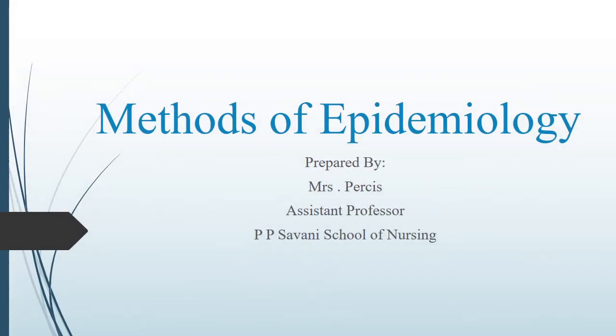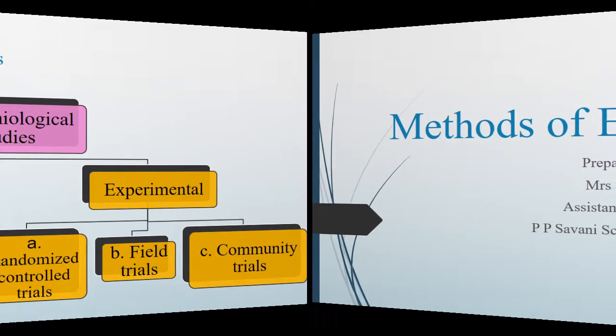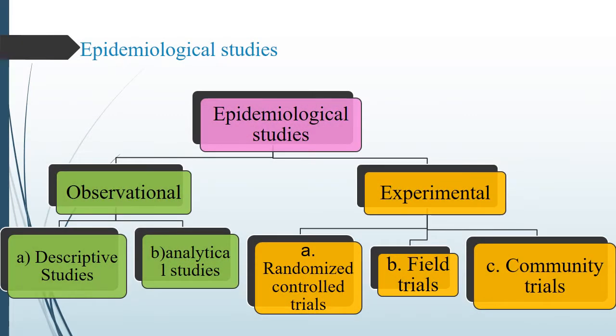Today our topic is methods of epidemiology. Epidemiology studies are mainly divided into two: observational study and experimental study. Under observational study we have two kinds of studies: descriptive studies and analytical studies. Under the experimental study we have three divisions: randomized control trials, field trials and community trials.